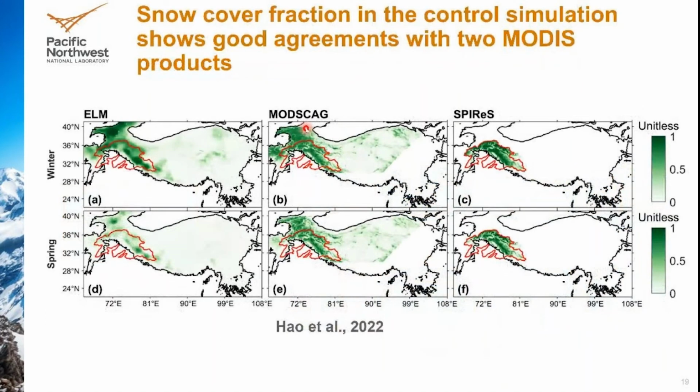After improving the snow albedo model, we first evaluate our ELM simulation with two remote sensing products. This figure shows the spatial pattern of snow cover fraction. The first row is for winter, the second row is for spring, and the first column is ELM, and the others are the MODIS and other remote sensing data. We can see in winter, the ELM simulated spatial pattern is very similar to the MODIS and the other product, but in spring, ELM underestimates the snow cover fraction.